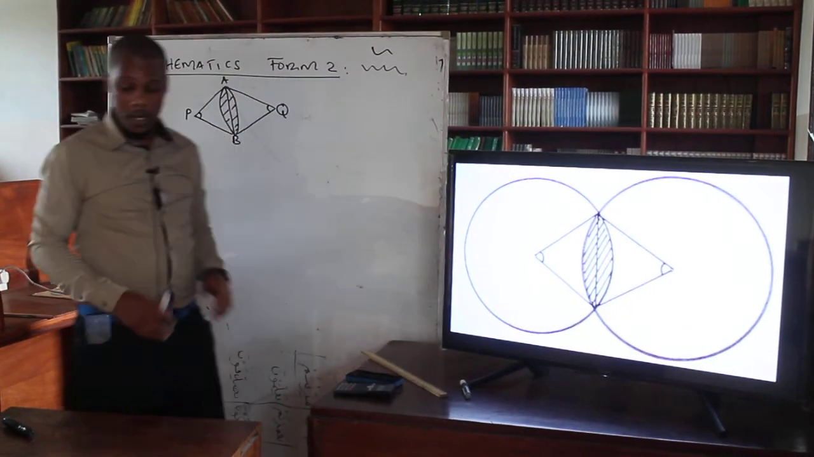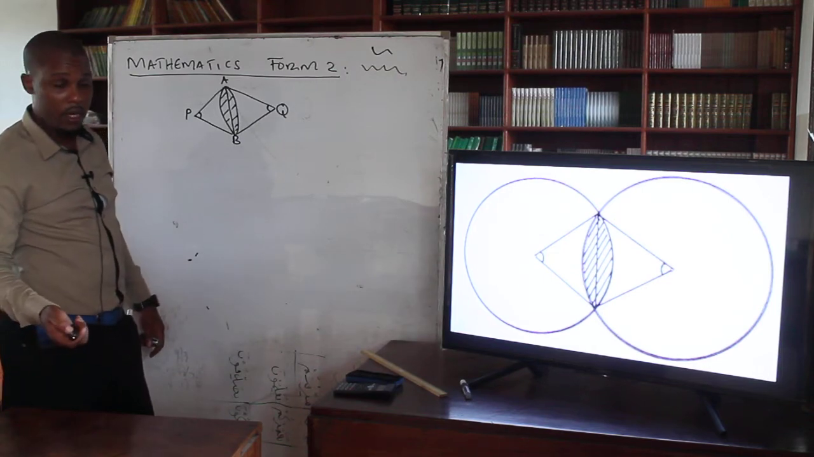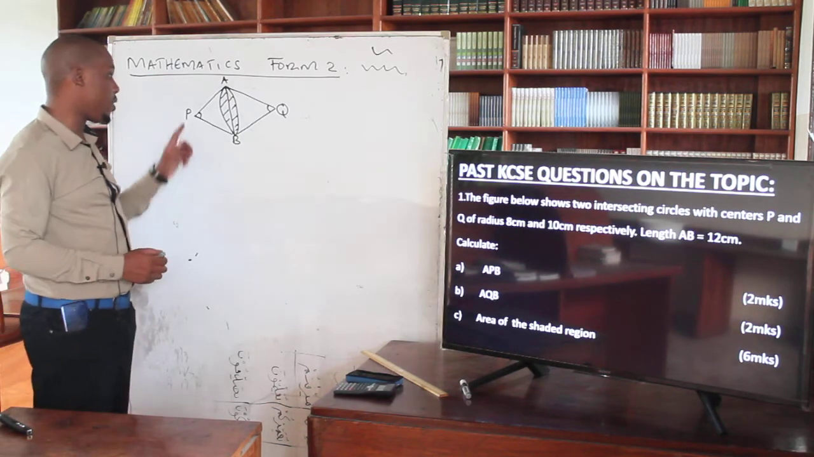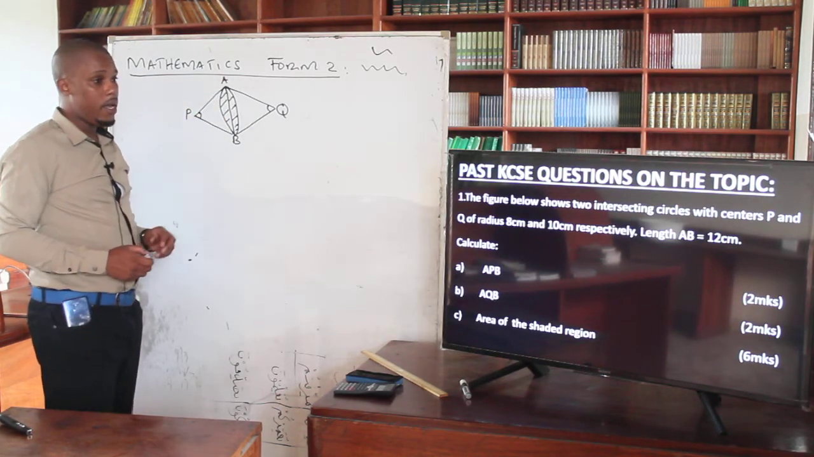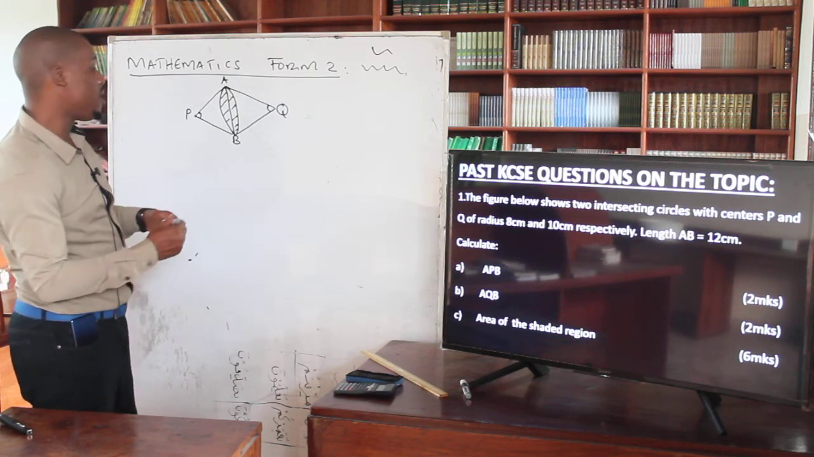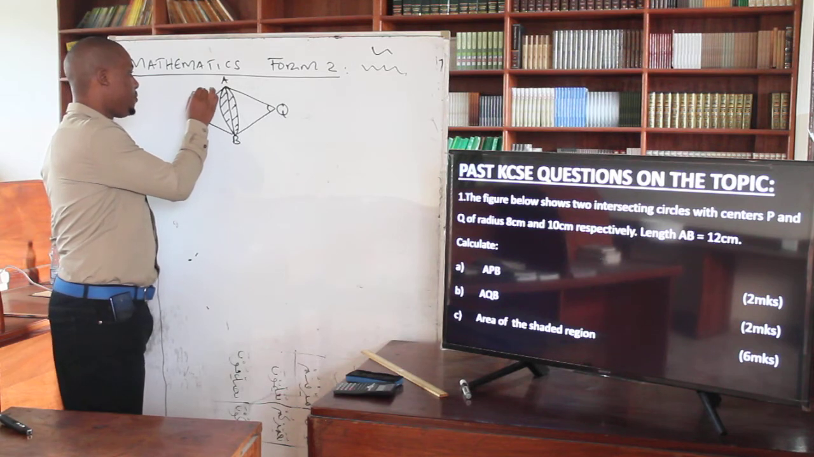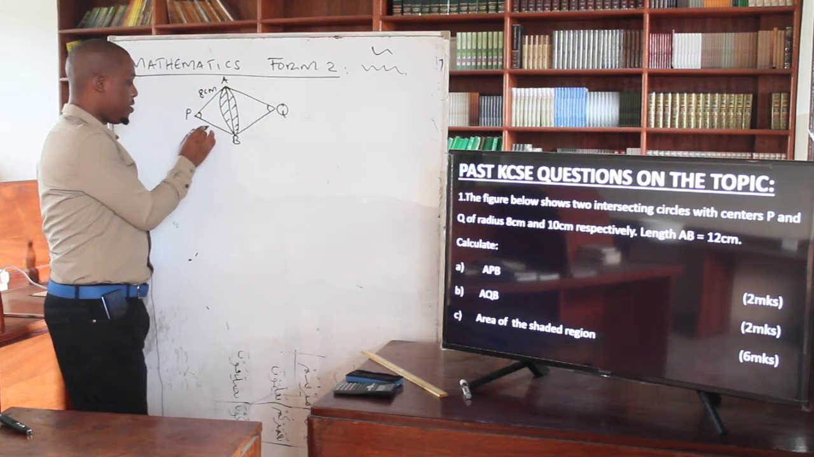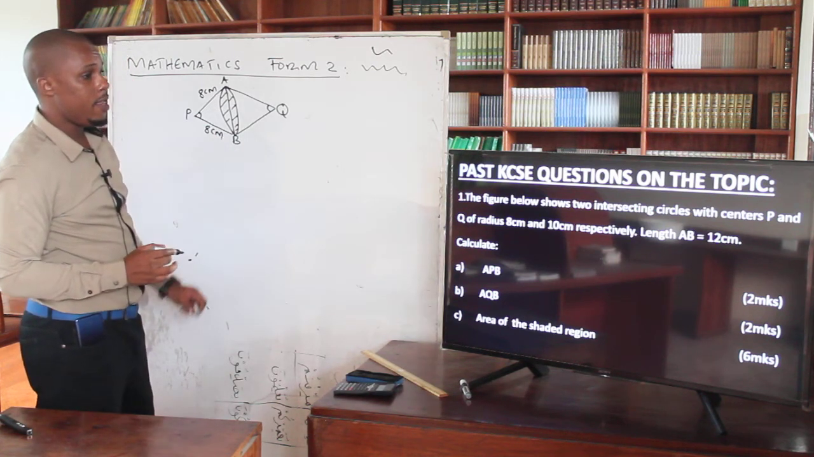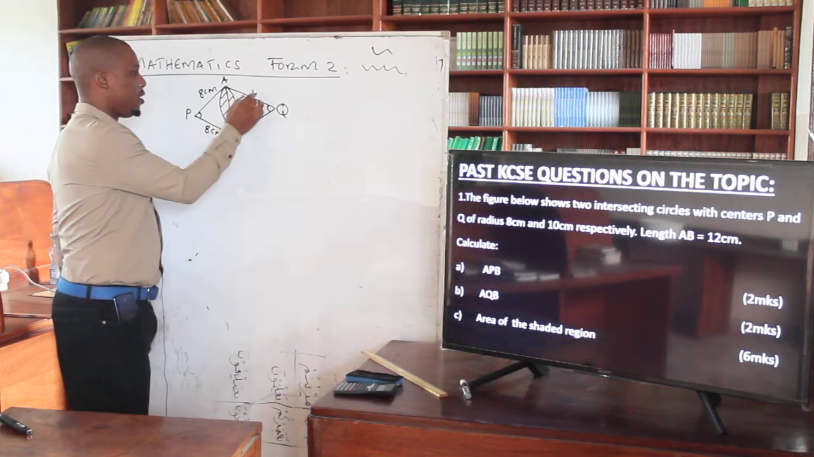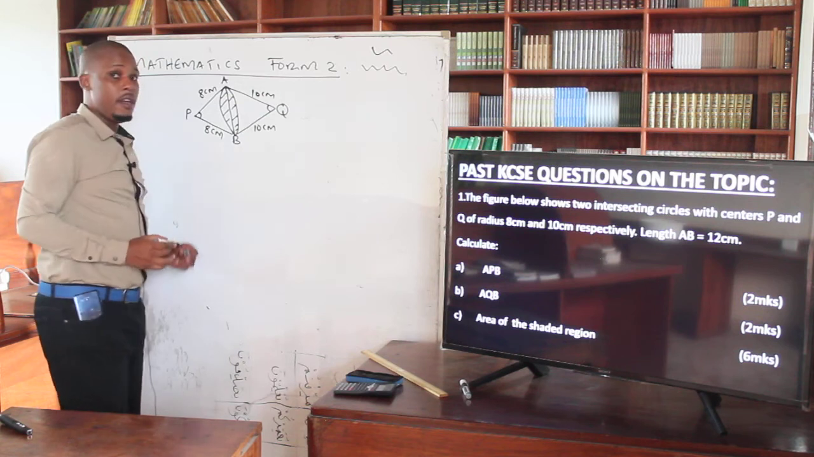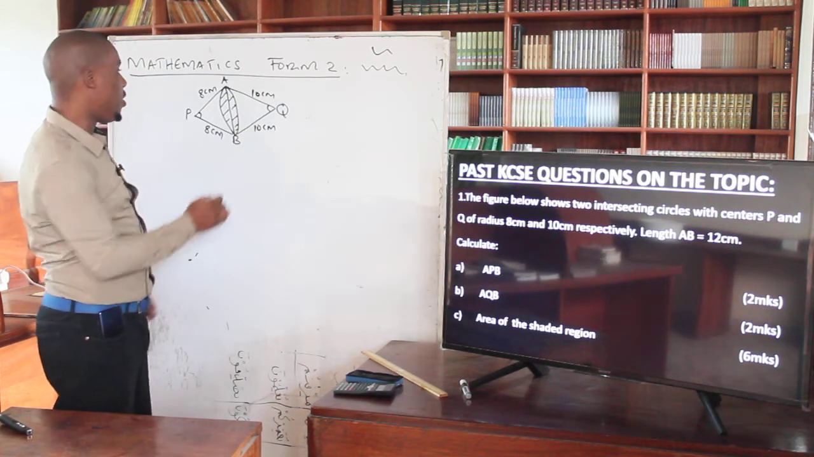Then the examiner wants us to start, going back to the question the way we are told, by calculating this angle APB. You have been given that the radius of this circle is 8 centimeters, and here also again 8 centimeters. The other circle has a radius of 10 centimeters, and the other one is also 10 centimeters. Then you are given our chord AB, which is 12 centimeters.